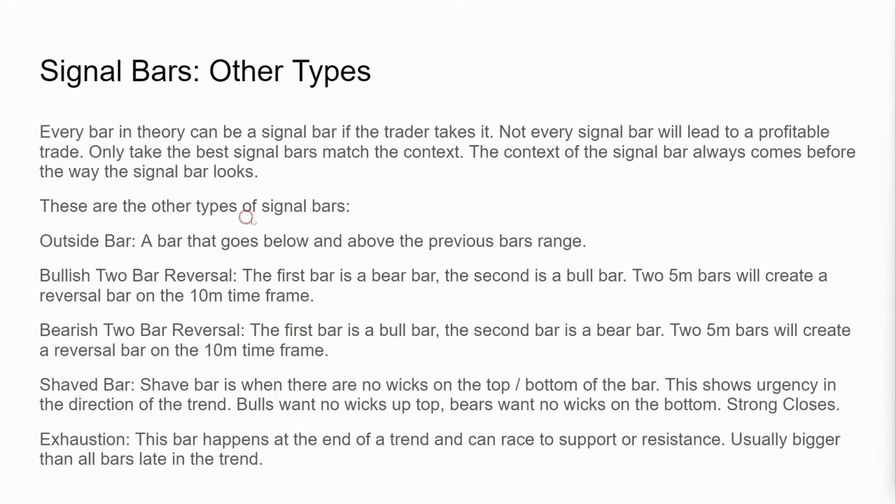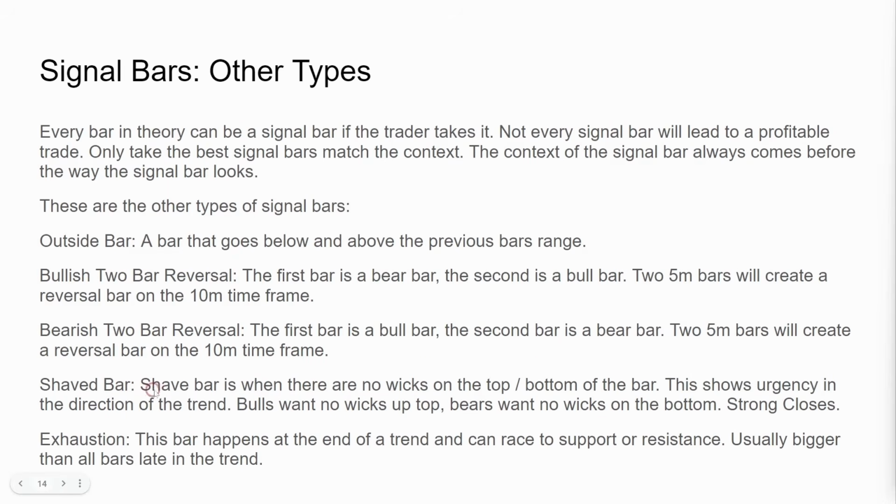These are the other types of signal bars. We have an outside bar, a bar that goes below and above the previous bar's range. A bullish 2-bar reversal: the first bar is a bear bar, the second bar is a bull bar. Two 5-minute bars will create a reversal on a 10-minute time frame. Bearish 2-bar reversal: the first bar is a bull bar, the second bar is a bear bar. Two 5-minute bars will create a reversal on a 10-minute time frame.